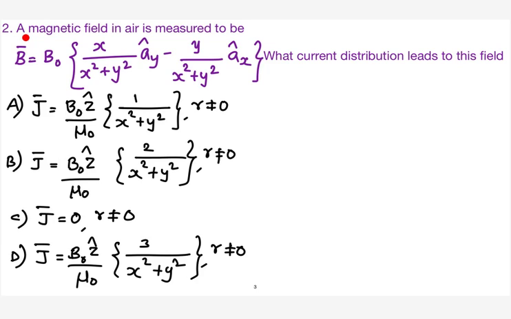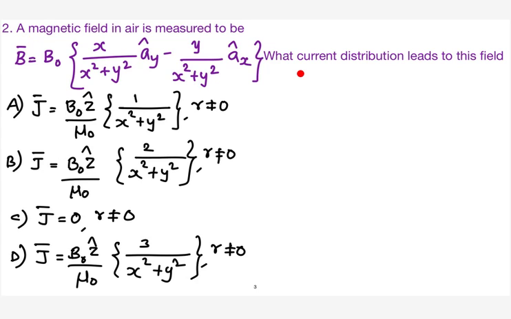Sir, del cross H is equal to J. Yeah. And again H is B by mu. Good. Very good. Yes, that's it. You can apply Ampere's law. That's it, Ampere's law in vector form.